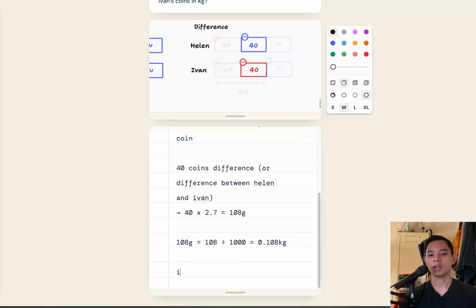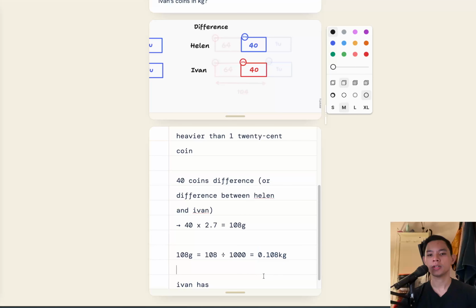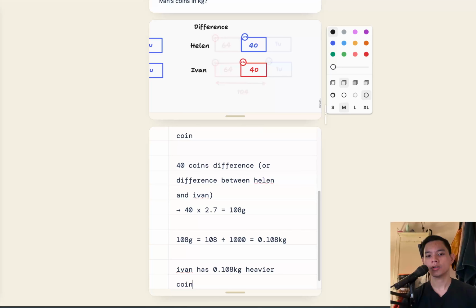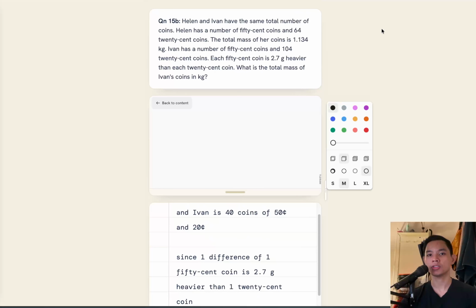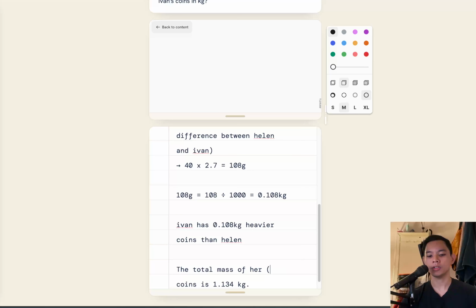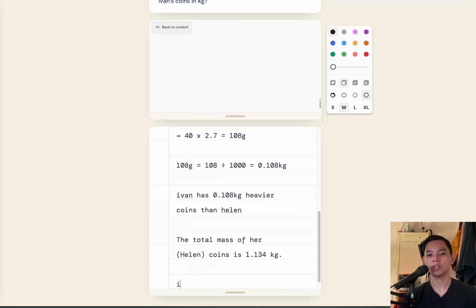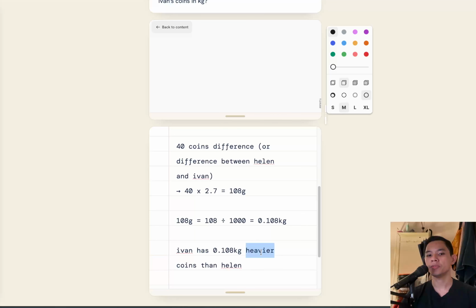So that means Ivan has 0.108 kg heavier coins than Helen. And since we know Helen from the question, it says the total mass of her coins is 1.134. So Ivan will then be equal to 1.134 plus 0.108. This will then be equal to, sorry, it's not heavier, it is lighter than the coins, right?